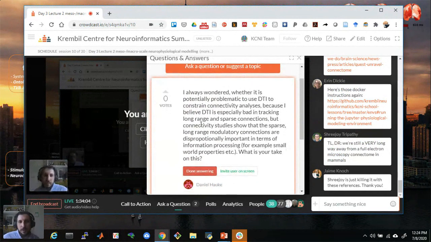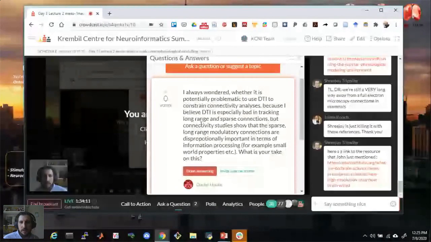I always wondered whether it's potentially problematic to use DTI to constrain connectivity analyses, because I believe DTI is especially bad in tracking long-range and sparse connections. But connectivity studies show that the sparse long-range modulatory connections are disproportionately important in terms of information processing, for example, small world properties, etc. What's your take on this?